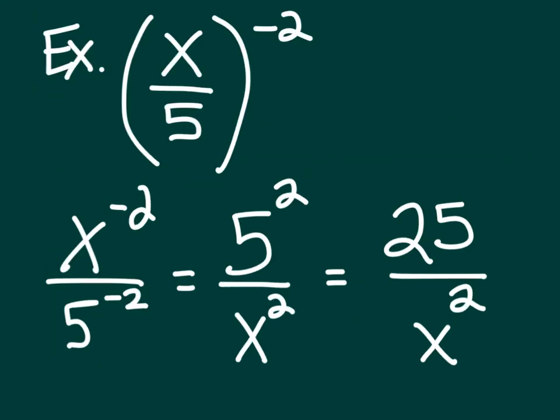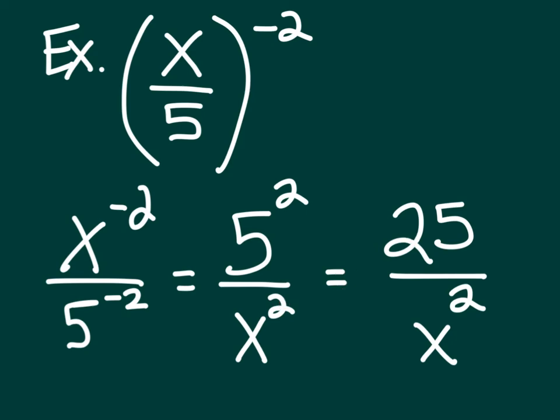The example that goes with that, we have x over 5 to the power of negative 2. So here we get just simply x to the negative 2 over 5 to the negative 2. So we switch them, switch their locations: 5 to the positive 2, x to the positive 2. And then I go ahead and take it one more step.